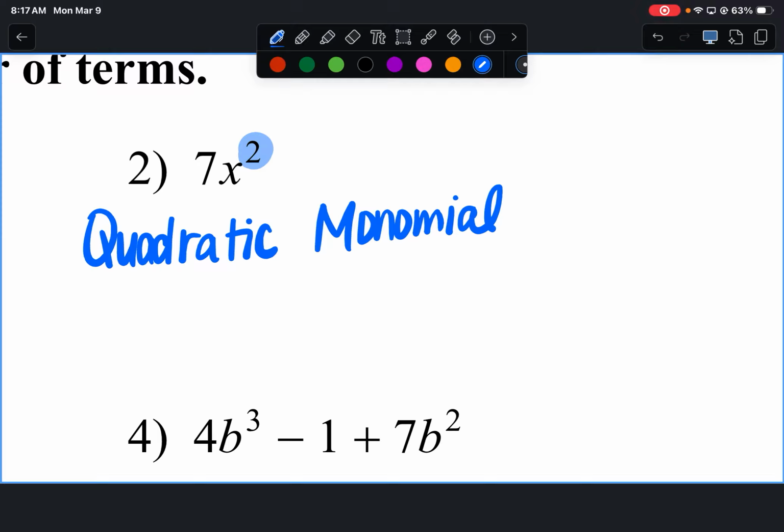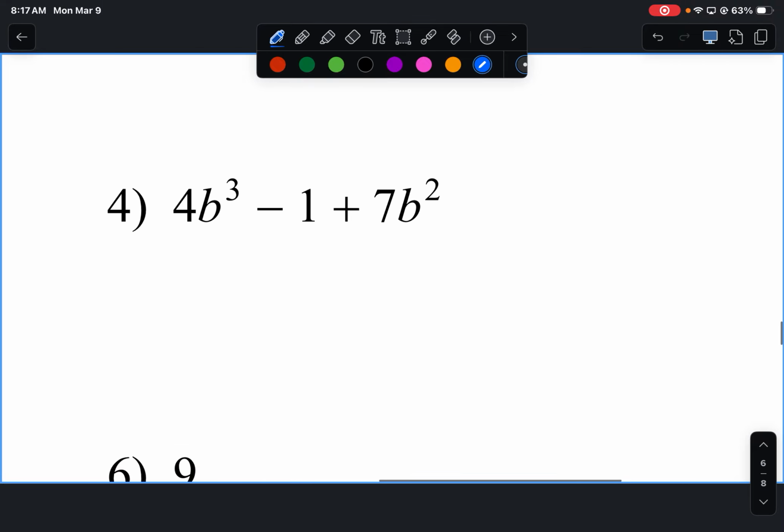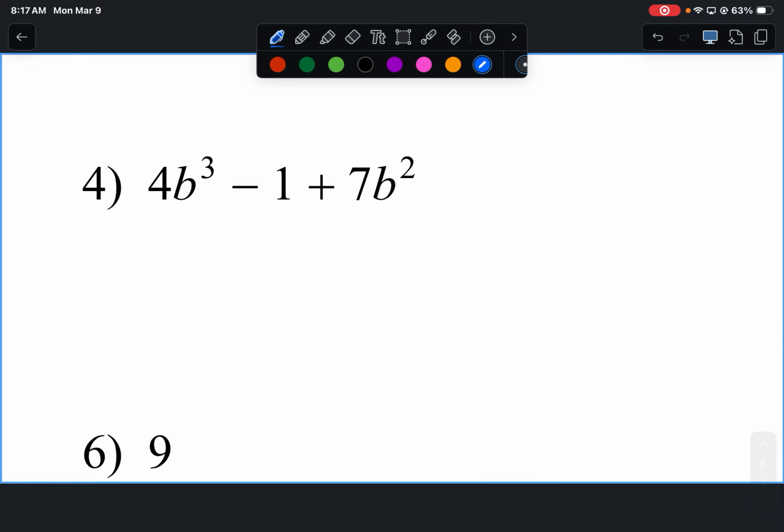Now we're going to look at question 4. Is question 4 in standard form? No. What term needs to go first to put that in standard form? 4b cubed. What term needs to go after that? 7b squared. Then what term goes last? -1. Now we look at which term has the biggest exponent.